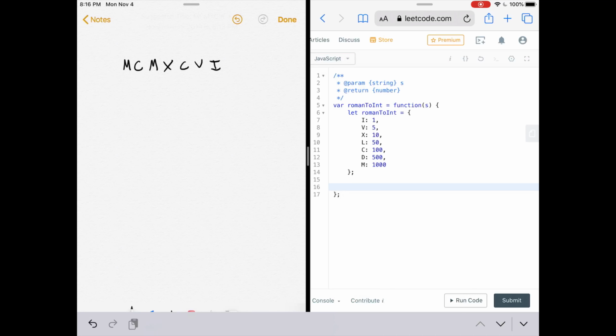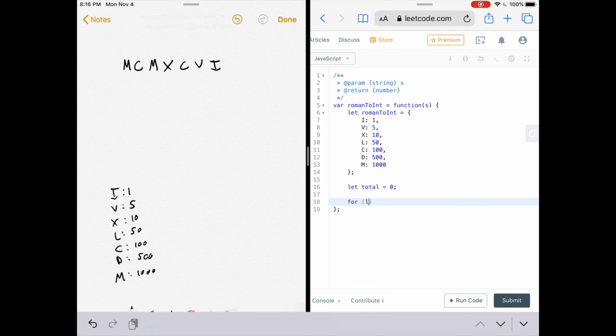If we look over to the left, that'll look like this. All right, we also need a way to keep track of our total. So we'll say let total equal 0. And then we need to loop over every character in our Roman numeral.